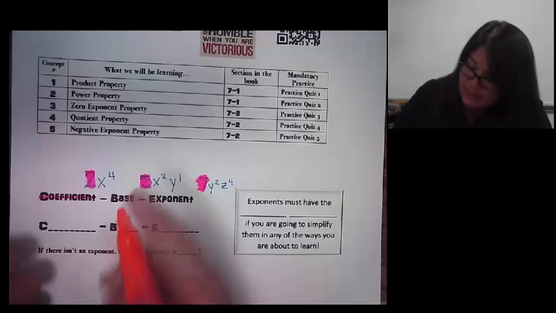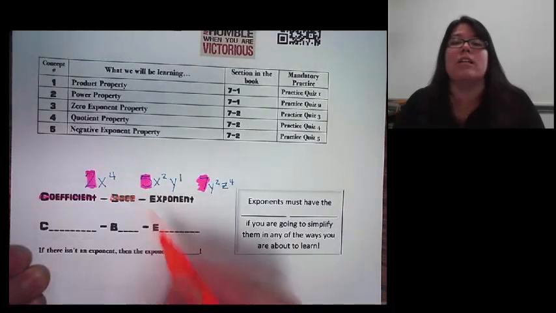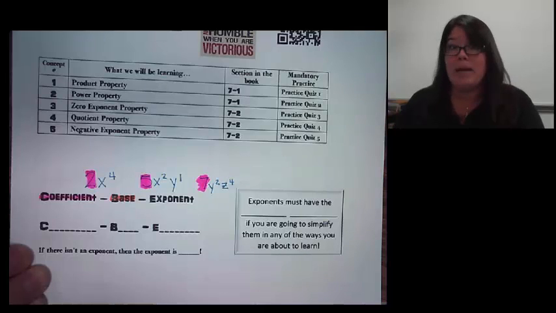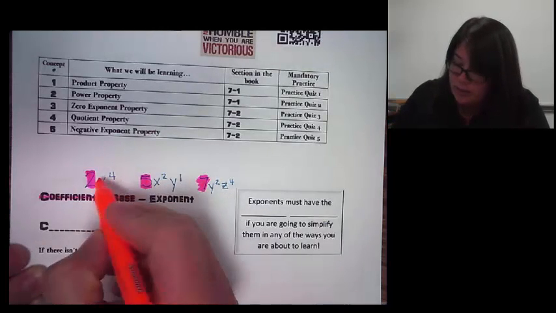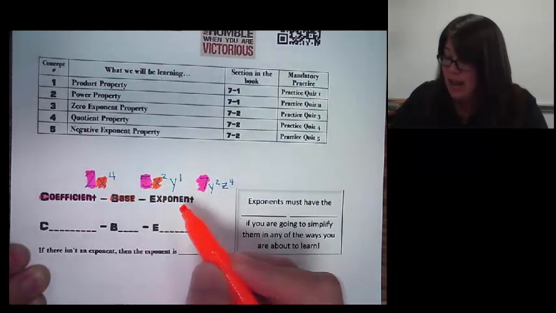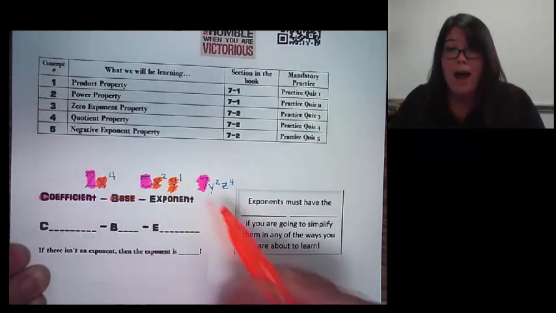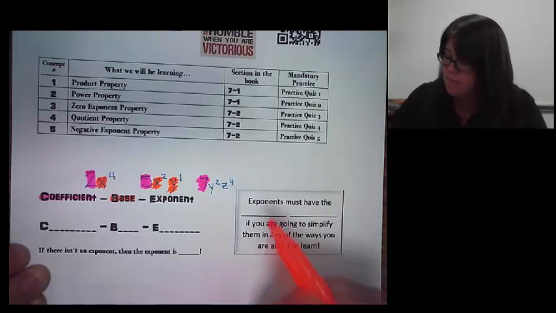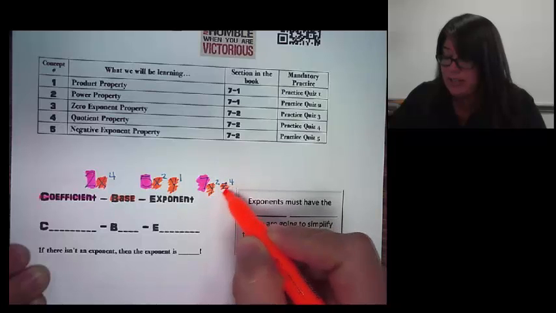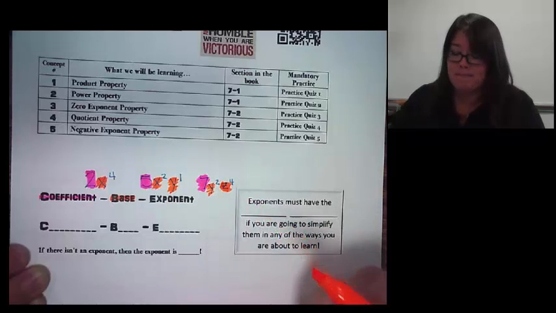Next, we have the base. Now, the base of an expression refers to the variables, and each variable is its own base. So, this is a base, it's x. This is a base, x. And this is a different base, y. But they're both bases. Here's a y base and a z base. They're different, but they're both bases.